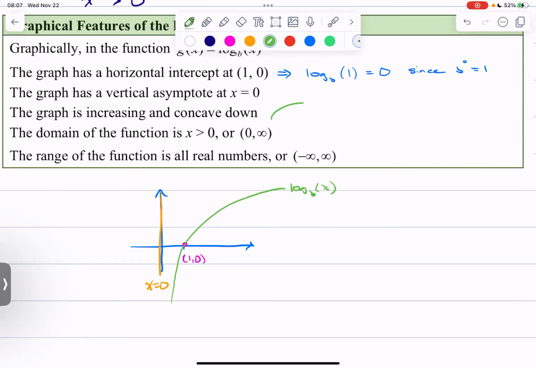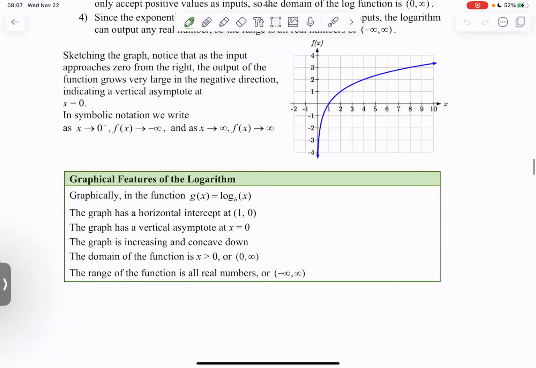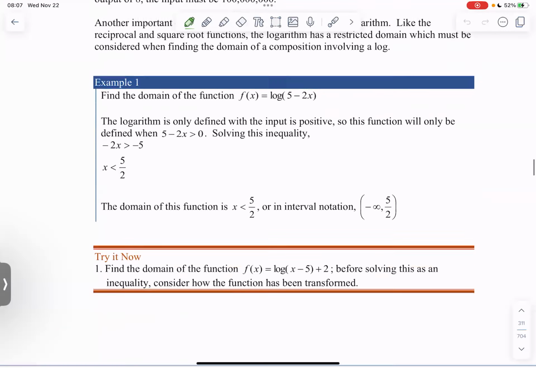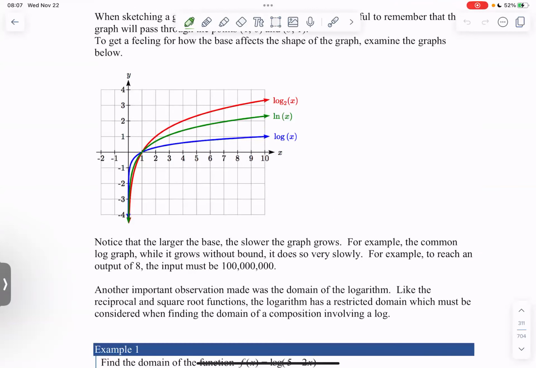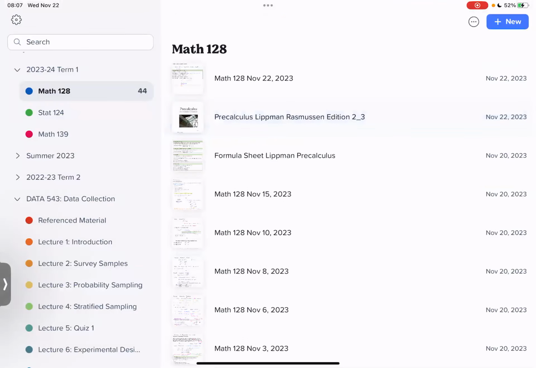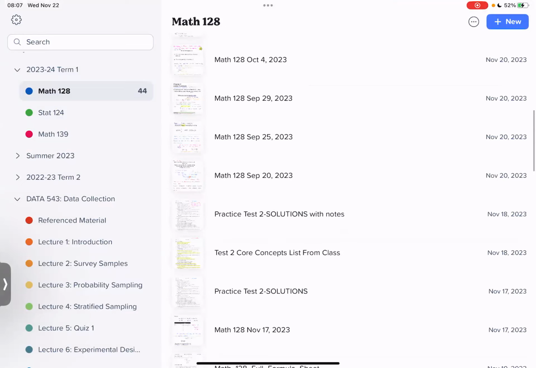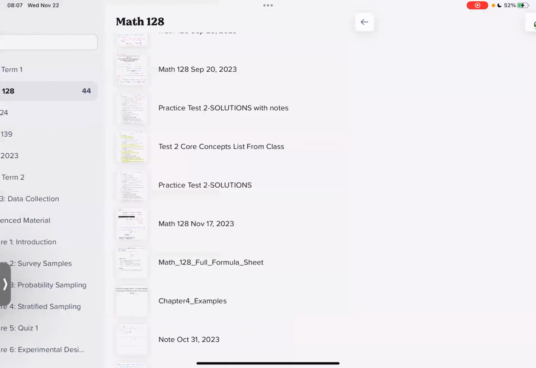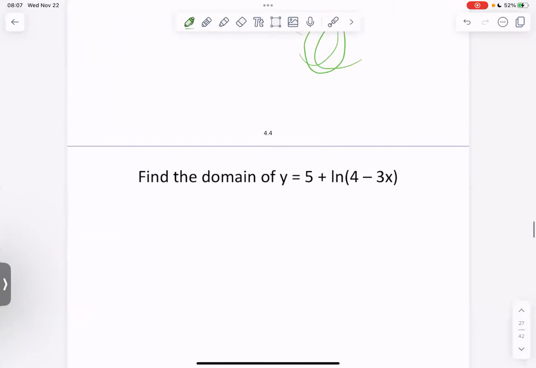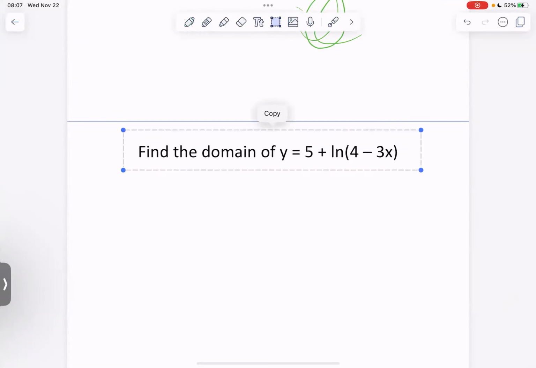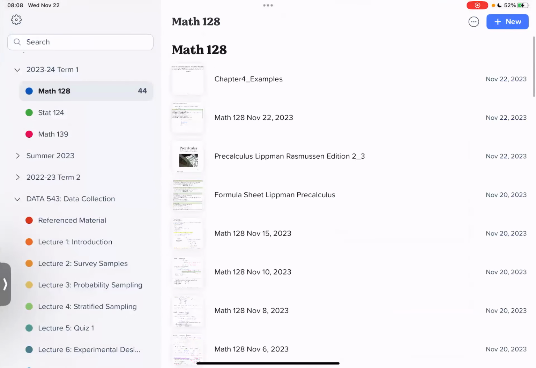We can transform this thing just like we've been transforming other functions, but like I said, we're going to kind of breeze through it because, well, why not? Let's see here. There's an example I wanted to do, probably in the chapter 4 examples. Make a little note.